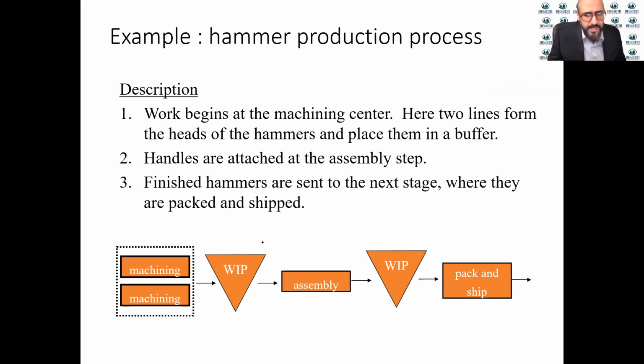All right, let's take a look at this example. We have 2 machining lines, a work in progress buffer, an assembly, another work in progress, and a pack and ship. Let's read the description. Work begins at the machining center. Here 2 lines make the heads of the hammers and place them in a buffer. Handles are attached at the assembly step. Number 3, finished hammers are sent to the next stage, where they are packed and shipped.